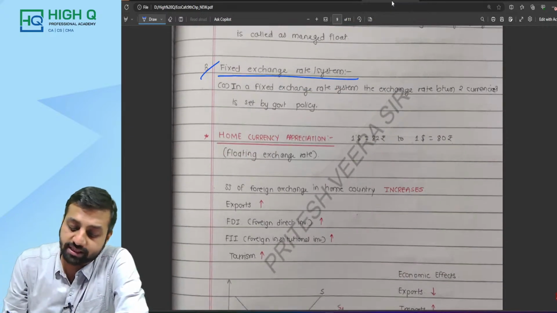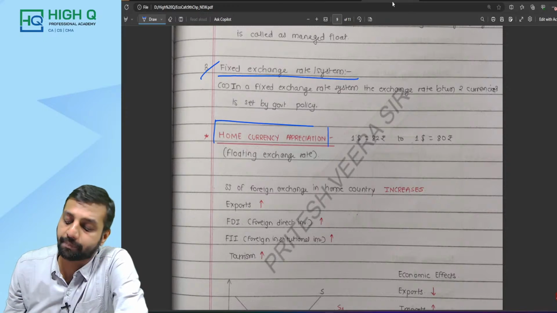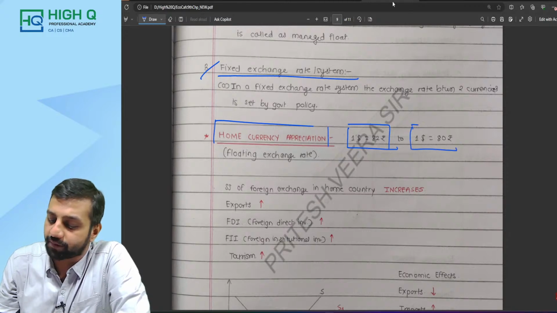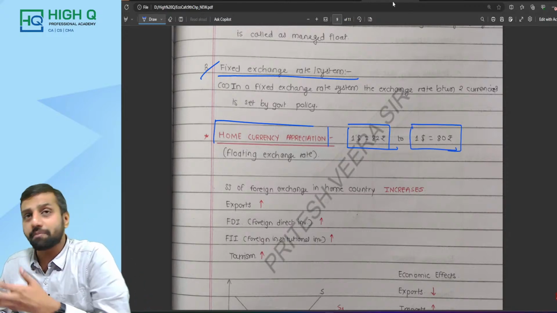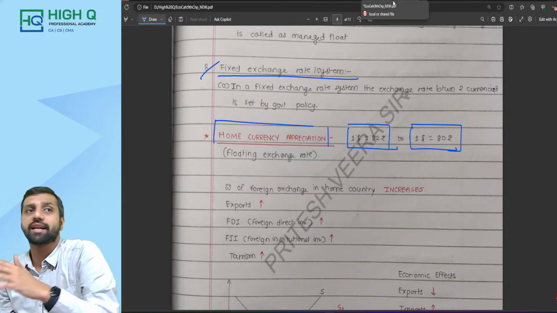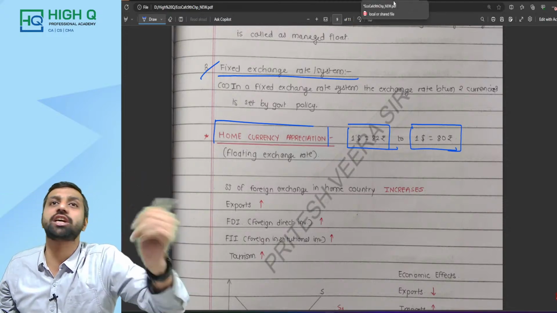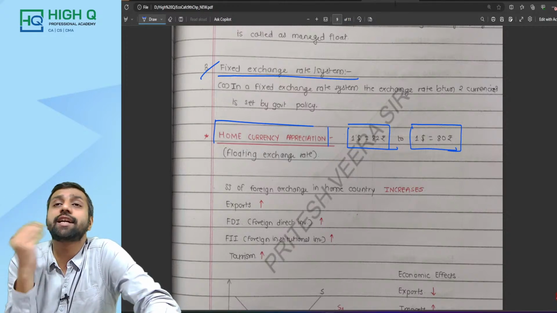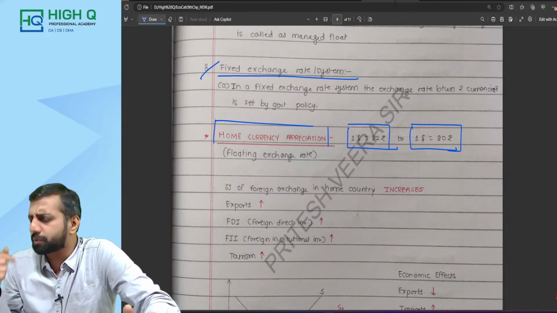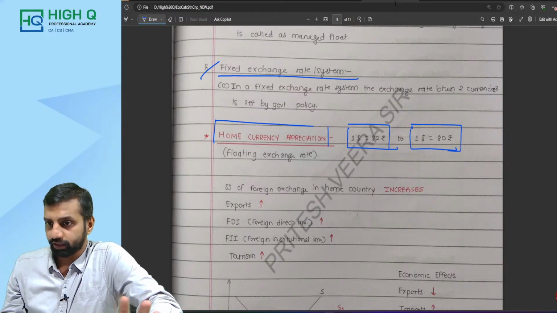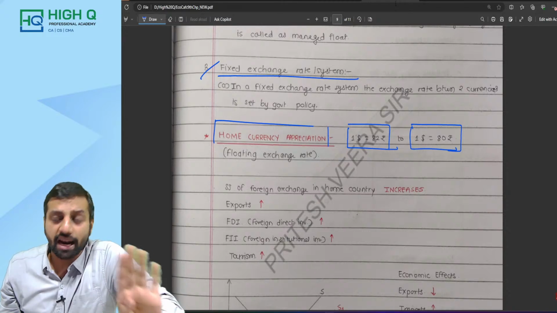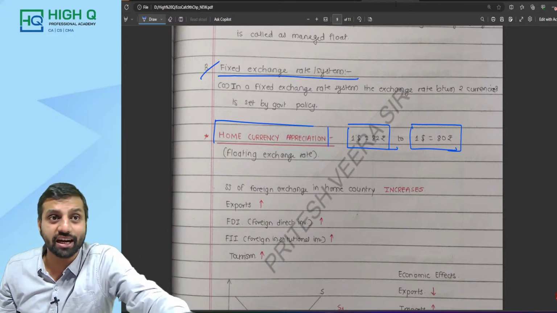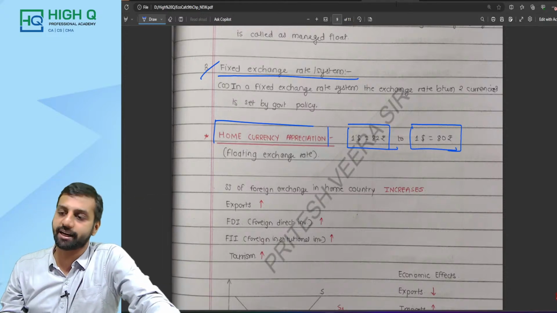Now the home currency can either appreciate or depreciate. So $1 equal to 82, if it becomes $1 equal to 80, that means our currency has appreciated and the foreign currency has depreciated, because earlier $1's value was 82 rupees, but now $1 is only worth 80 rupees, 2 rupees lesser. So dollar has become cheaper. That means dollar has depreciated, but rupee has appreciated.